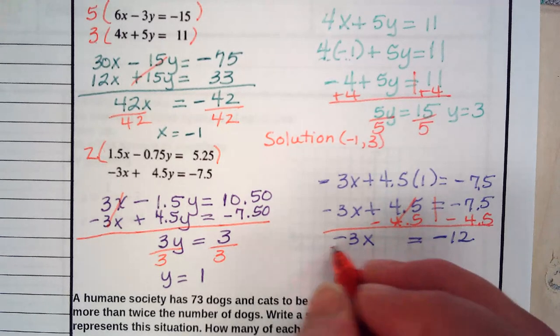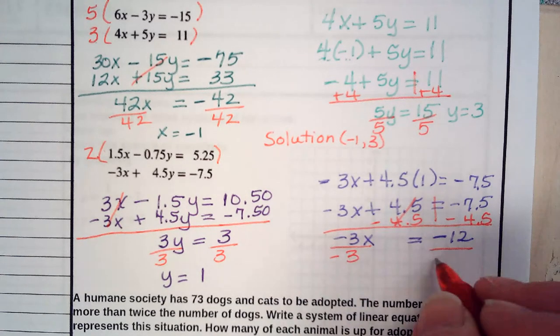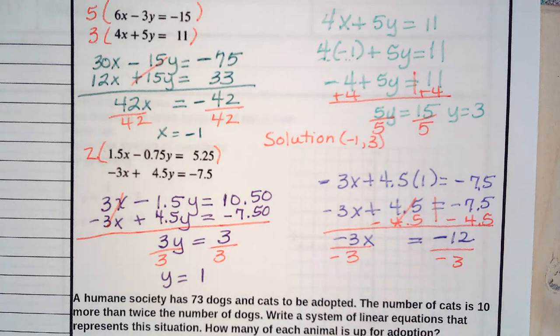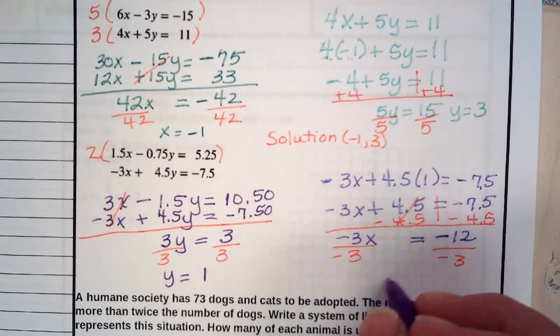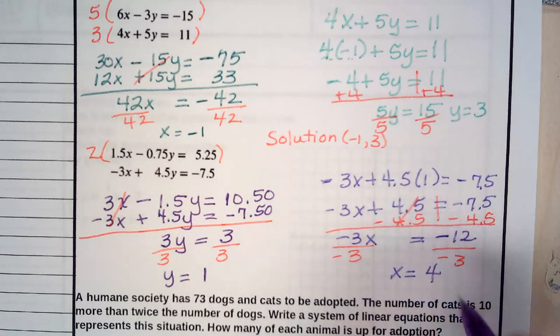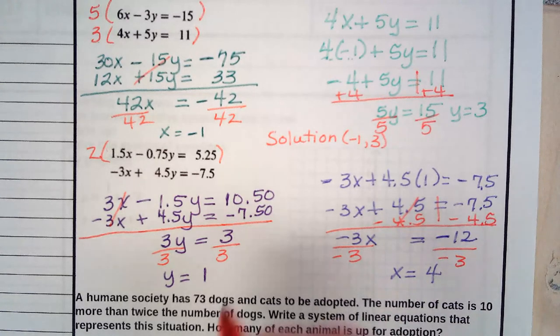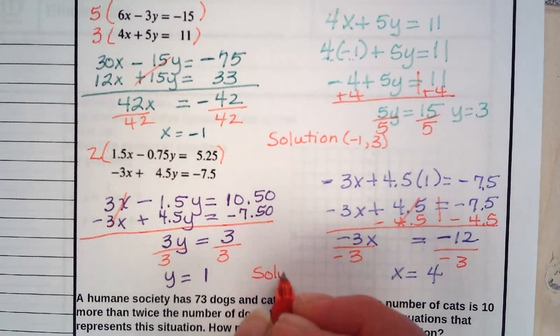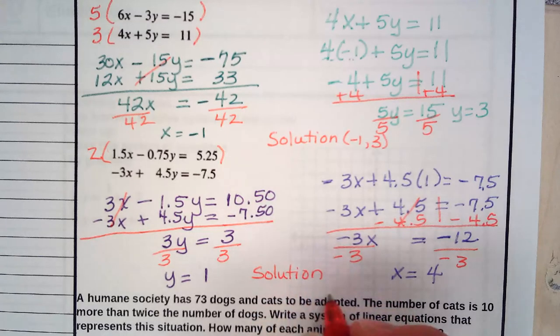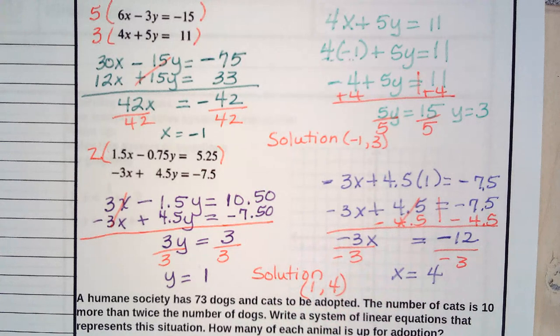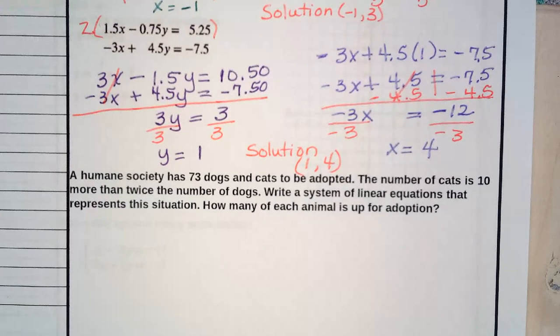Last step is to divide by negative 3. And x is equal to 4. So my solution is (4, 1). You can substitute it back in to check the answer if you want, or just go on. If you're doing it on a test, you would want to stop and check your answer.